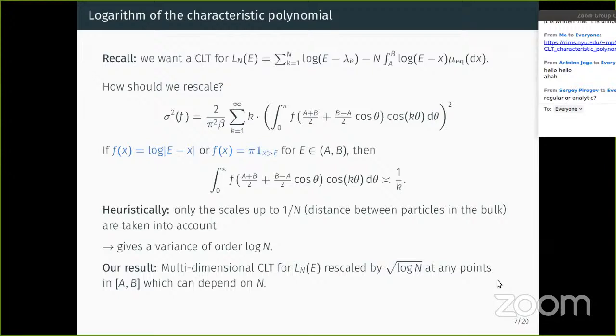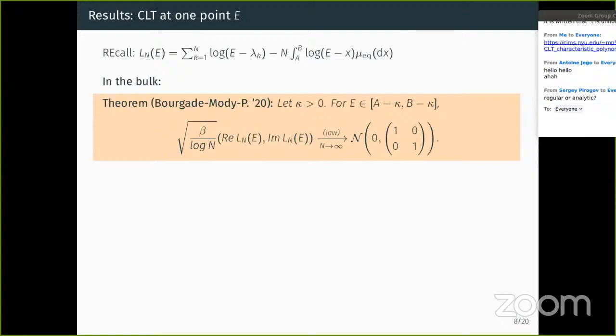So let's state the result. I will state it in different parts, because there are different regimes. First, let's say we consider the central limit theorem at only one point. This L_n of E is the logarithm of the characteristic polynomial recentered. If I take a point E in the bulk, so far from the edges, then the real part and the imaginary part, scaled by square root log n, converge to a normal distribution with variance 1. And you can see that the real part and the imaginary part are independent.